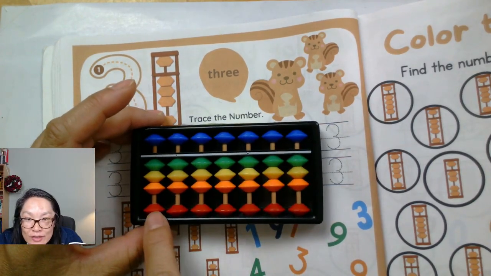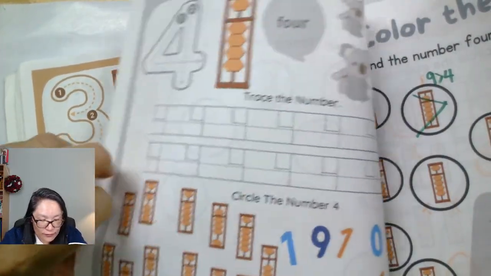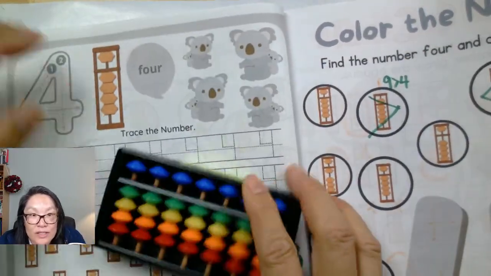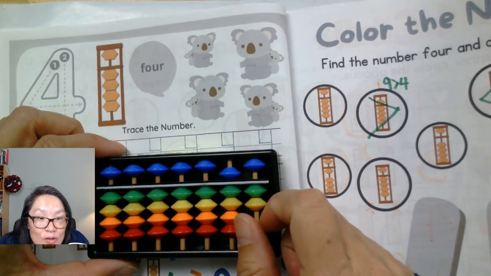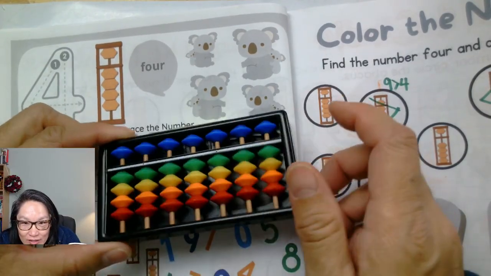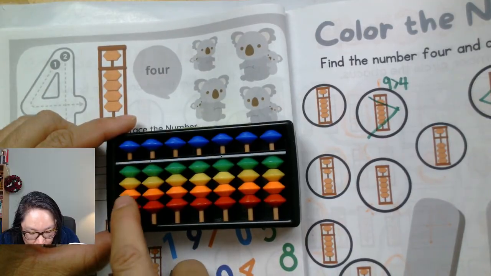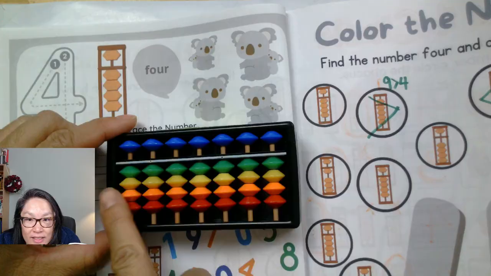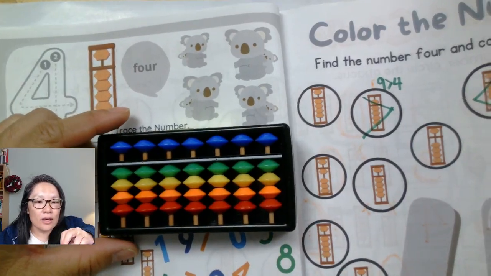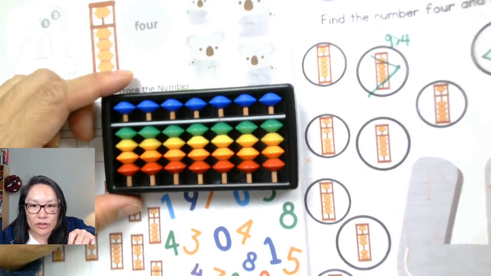So what we're going to do is after 3 is 4. What is 4? 4 are these koalas. Hello, Jeremy, good morning. So this is what 4 looks like. 1, 2, 3, 4. All of these beads that are touching the horizontal bar are considered 4. Anybody have any questions?